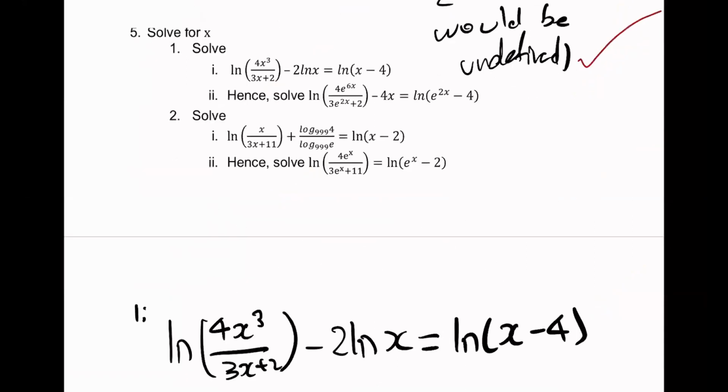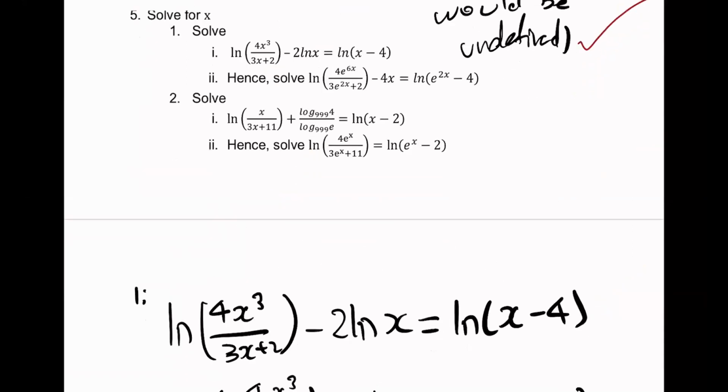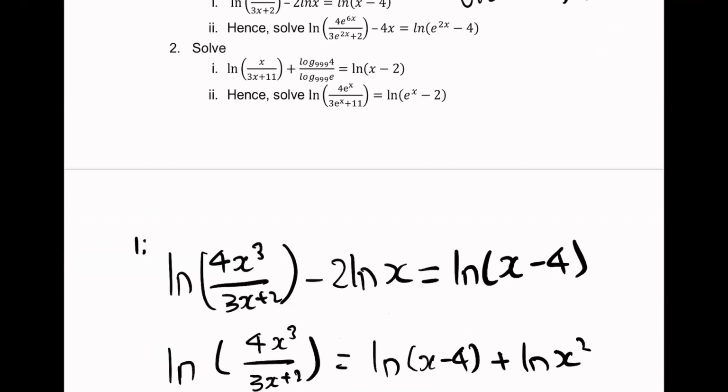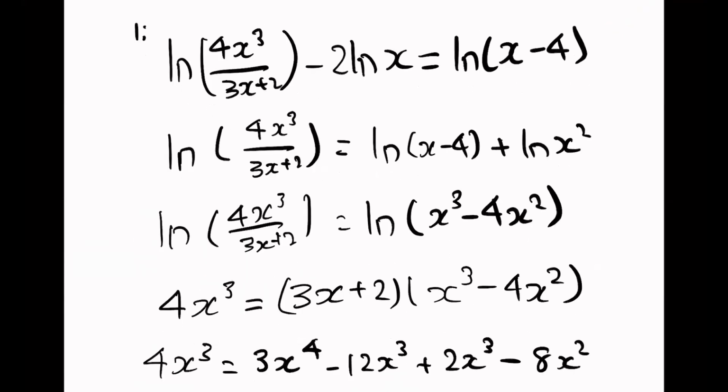Okay, question 5. Let's go. So part 1, solve ln (4x cubed over 3x plus 2) minus 2 ln x equals ln (x minus 4). So how do you do it? Bring this over, you get plus 2 ln x. The 2 bring up, become ln x squared. Because there's addition, coefficient 1, you can just multiply the arguments. (x minus 4) times x squared. Get x cubed minus 4x squared.